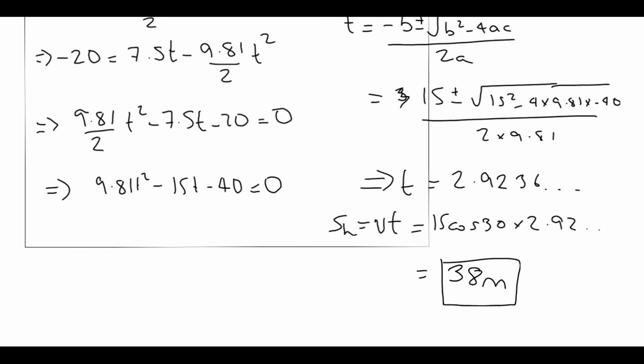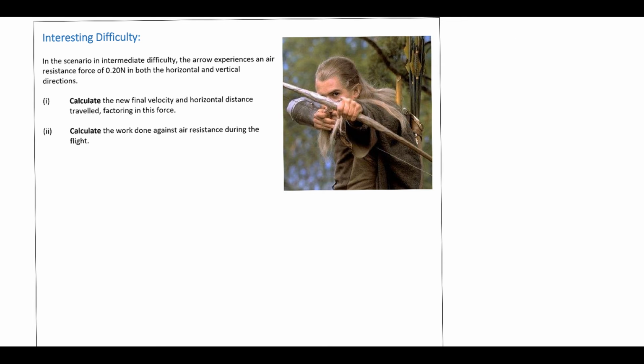Okay, good. Now we've established that, let's move on to the next level, which is a very tasty question with some air resistance. All right, so we've got the same scenario as before. Let's just remind ourselves, we've got the ground level, we've got it fired from up here, so it's going to go like this. We're 20 meters above. But the difference here is we've now got air resistance, which acts in both the horizontal and the vertical directions.